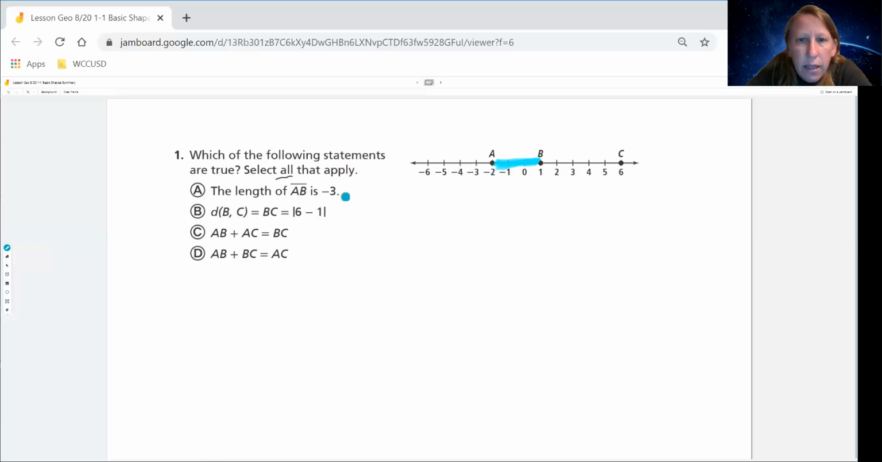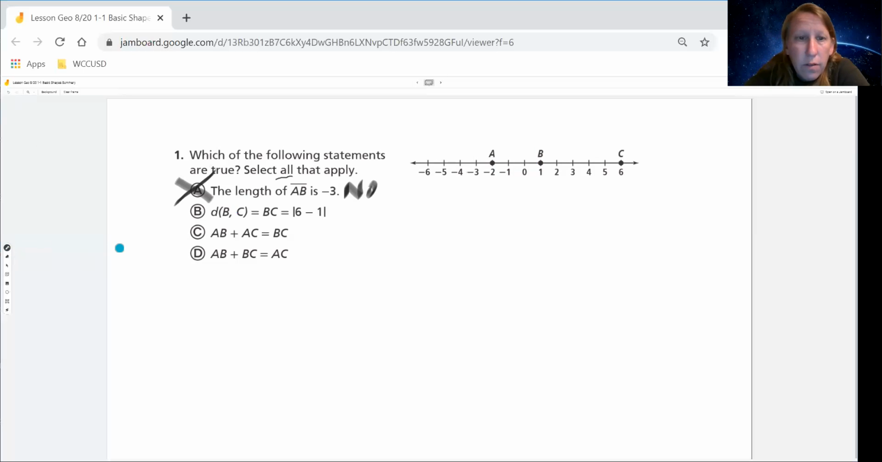Well, it says it's -3. So 1, 2, 3. I agree that 3 is part of it, but distance can't be negative. The length is always going to be positive. So that is not correct. Nope. No, because the length has to be positive.